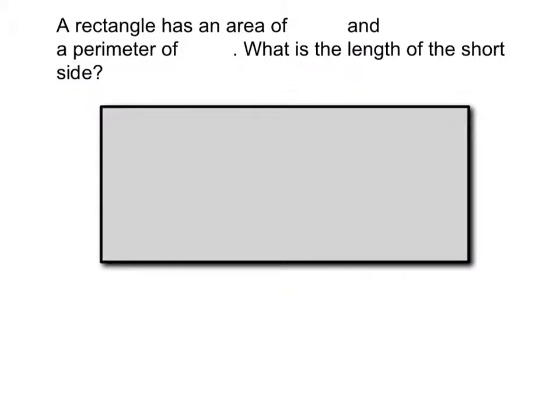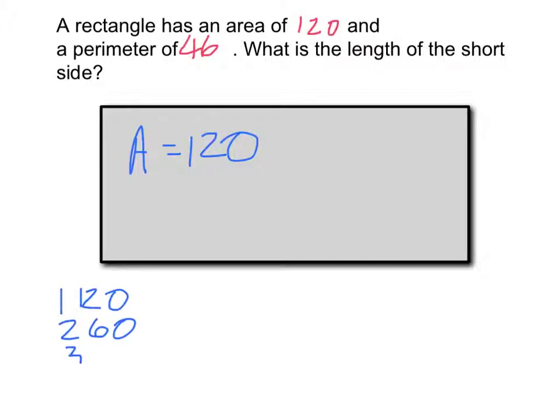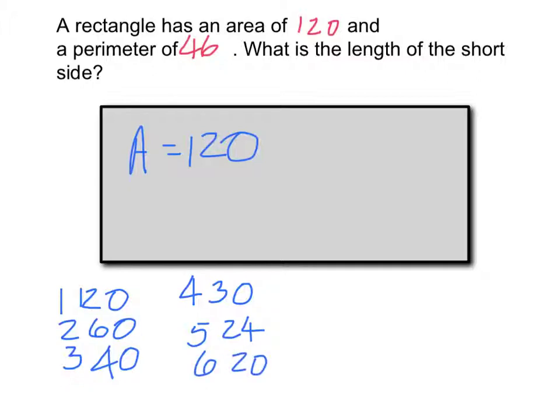Here's a practice problem. A rectangle has an area of 120 and a perimeter of 46. What is the length of the short side? The area is 120, so if we try to find the factors of 120, it's 1 and 120, 2 and 60, 3 and 40, 4 and 30, 5 and 24, 6 and 20, 8 and 15, 10 and 12.